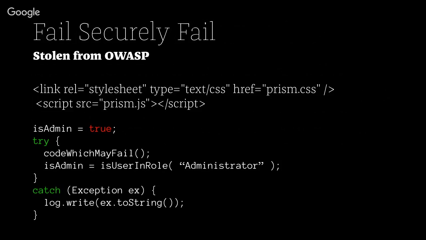Yeah, it's true. We started off with a default of true, and we're progressing to try and lower that security privilege. So of course, if any of this code goes wrong, say you might have a database connection which flaps or something like that, then you're actually keeping the default as admin. And this is a real thing. This is from the OWASP guidance. The correct approach would have been isAdmin equals false, and then we try and elevate the security as opposed to the other way around.